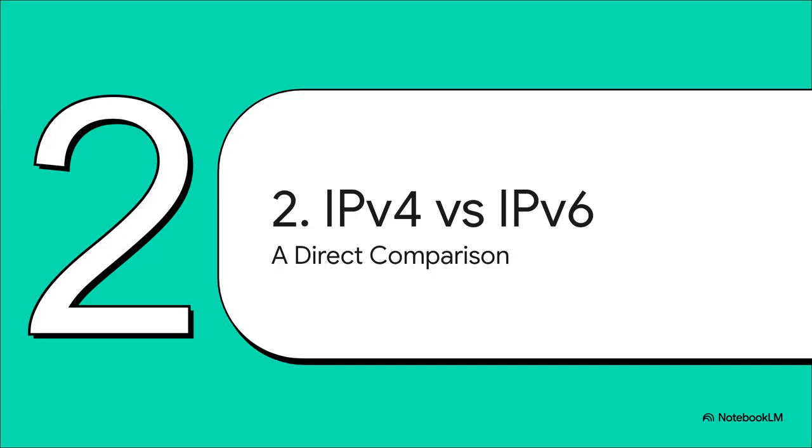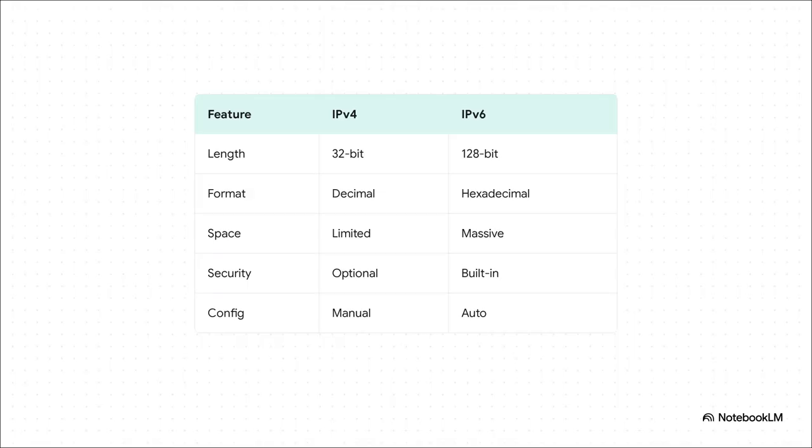All right, moving right along to Section 2, IPv4 versus IPv6, a direct comparison. When we line these two up side by side, it really shows why IPv4 is becoming obsolete. We're evolving from a highly cramped 32-bit decimal system to a 128-bit hexadecimal format that gives us infinite space. Security goes from being an optional add-on to a built-in guarantee. And that tedious manual or DHCP configuration is completely replaced by seamless automatic configuration. It's a total game changer.